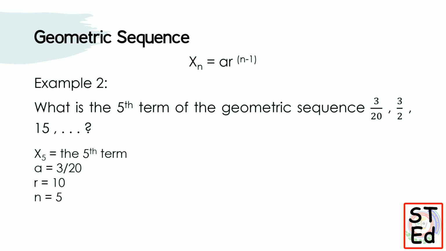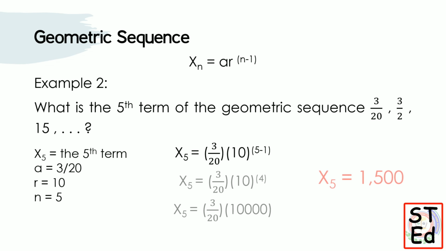By substitution, a sub 5 is equal to 3/20 multiplied by 10 raised to 5 minus 1. And the solution is as follows. We will get that the fifth term of the geometric sequence is 1500.